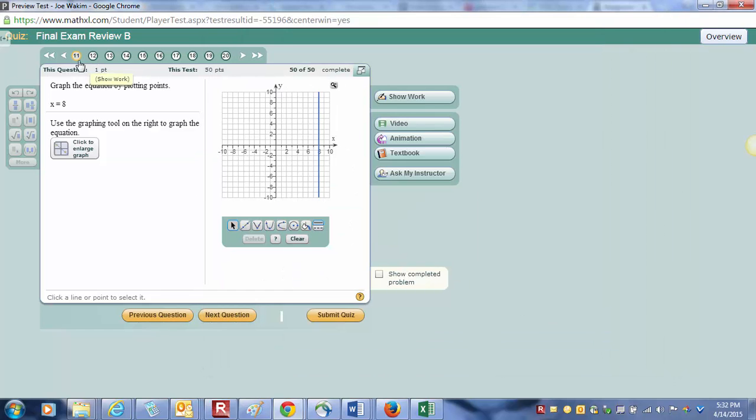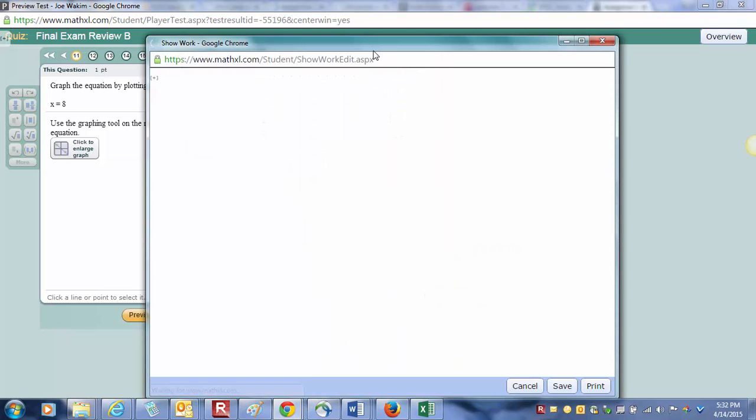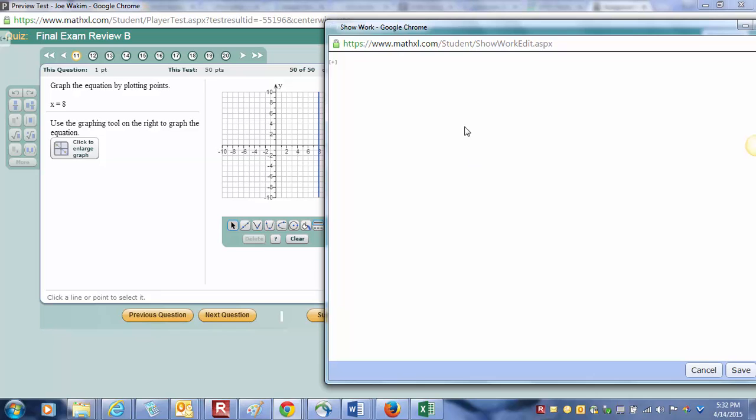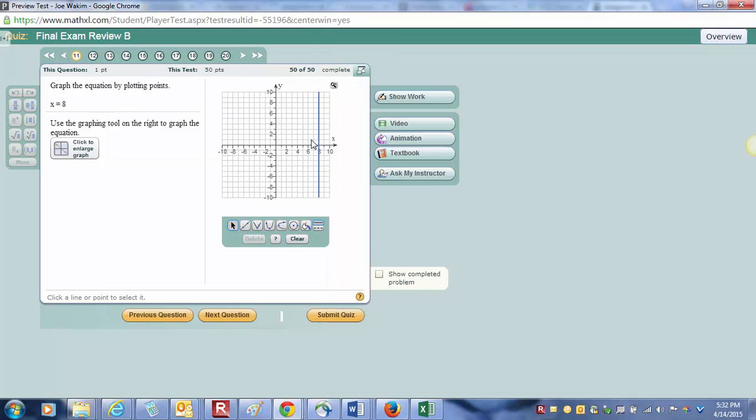Okay, on number 11, x equals 8 is a vertical line, and you can see here that any point on this line has x equals 8. This point here is (8, 0). This point here is (8, 6). This point here is (8, 10). So that's why x equals 8 will come out to be a vertical line.